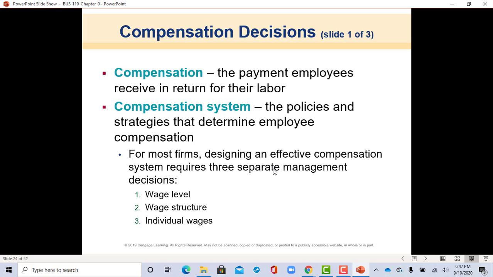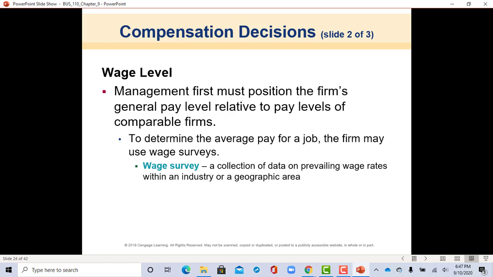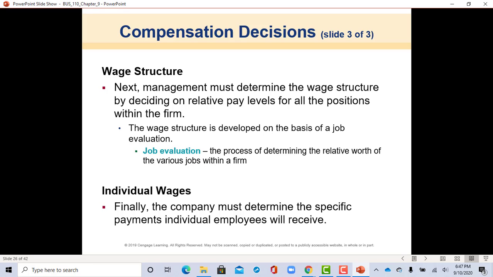For most firms, designing an effective compensation system requires 3 management decisions: wage level, wage structure, and individual wages. Most firms choose a level near the industry average. A wage structure is pay levels relative to each other. Should the secretary make more money than the housekeeper? Different questions like that you'll be asking. And then individual wages, they measure wage level and wage structure against the individual employee.